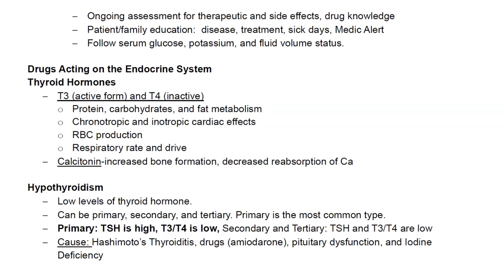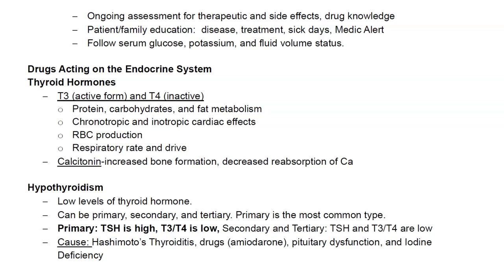Hypothyroidism. Hypothyroidism is a condition wherein a person has low levels of thyroid hormone. This can be primary, secondary, and tertiary. Primary is the most common type. When we say primary, the problem is mainly from the thyroid itself. Secondary and tertiary is caused by something else. Anyhow, in primary hypothyroidism, you will notice that the thyroid hormones change specifically. So you have to remember this.